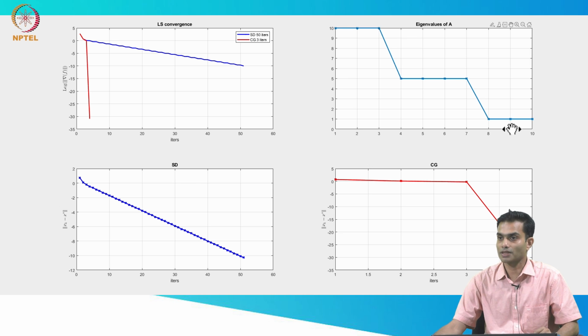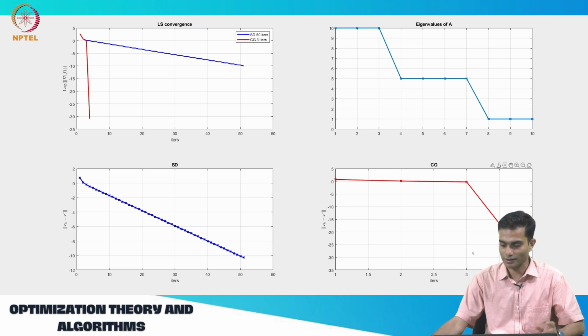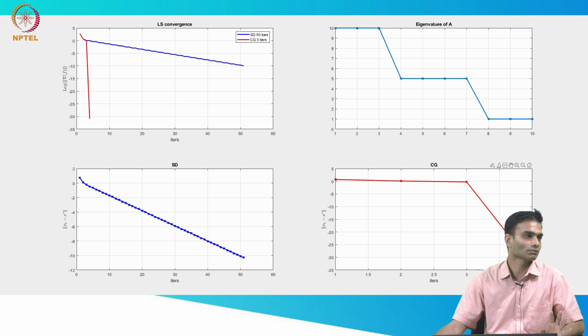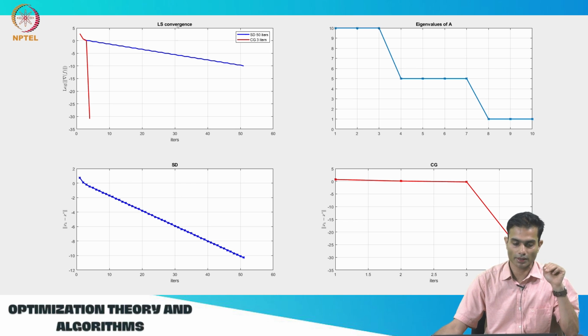How many steps did I take? The 3.5 here is just a plotting artifact. It's not actually 3.5 iterations. At the 4th iteration, basically I've reached my solution. So with 3 distinct eigenvalues, it took just 3 steps to reach the solution. And you look at the convergence plot, it's huge.